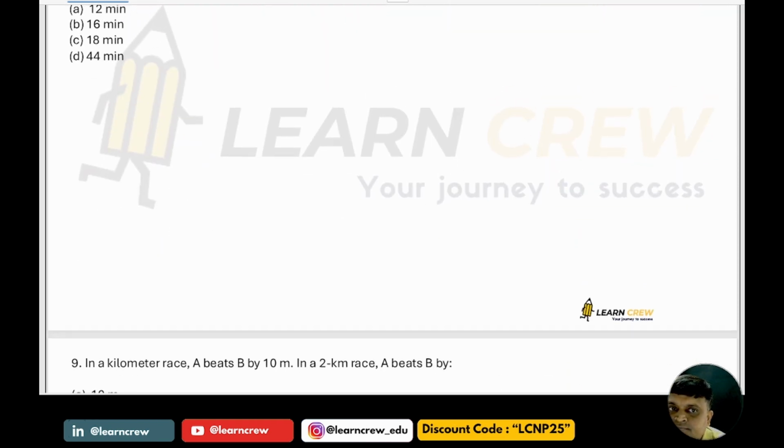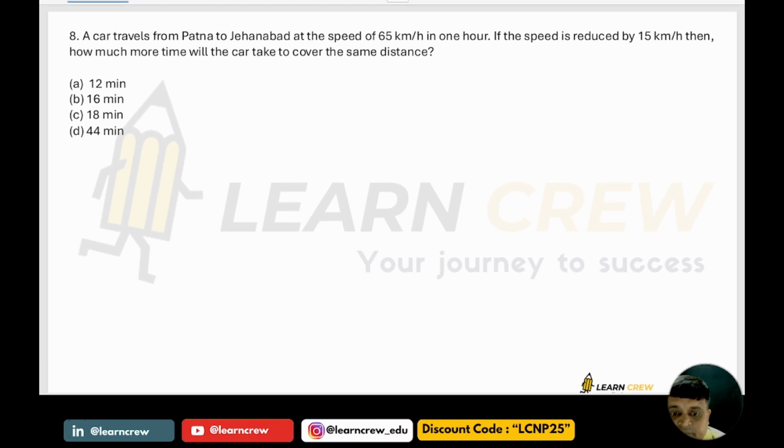Next, question number 8. A car travels from Patna to Jehanabad at a speed of 65 km per hour in 1 hour. If the speed is reduced by 15 km per hour, then how much more time will it take to cover the same distance? When the distance is constant, speed and time are inversely proportional.